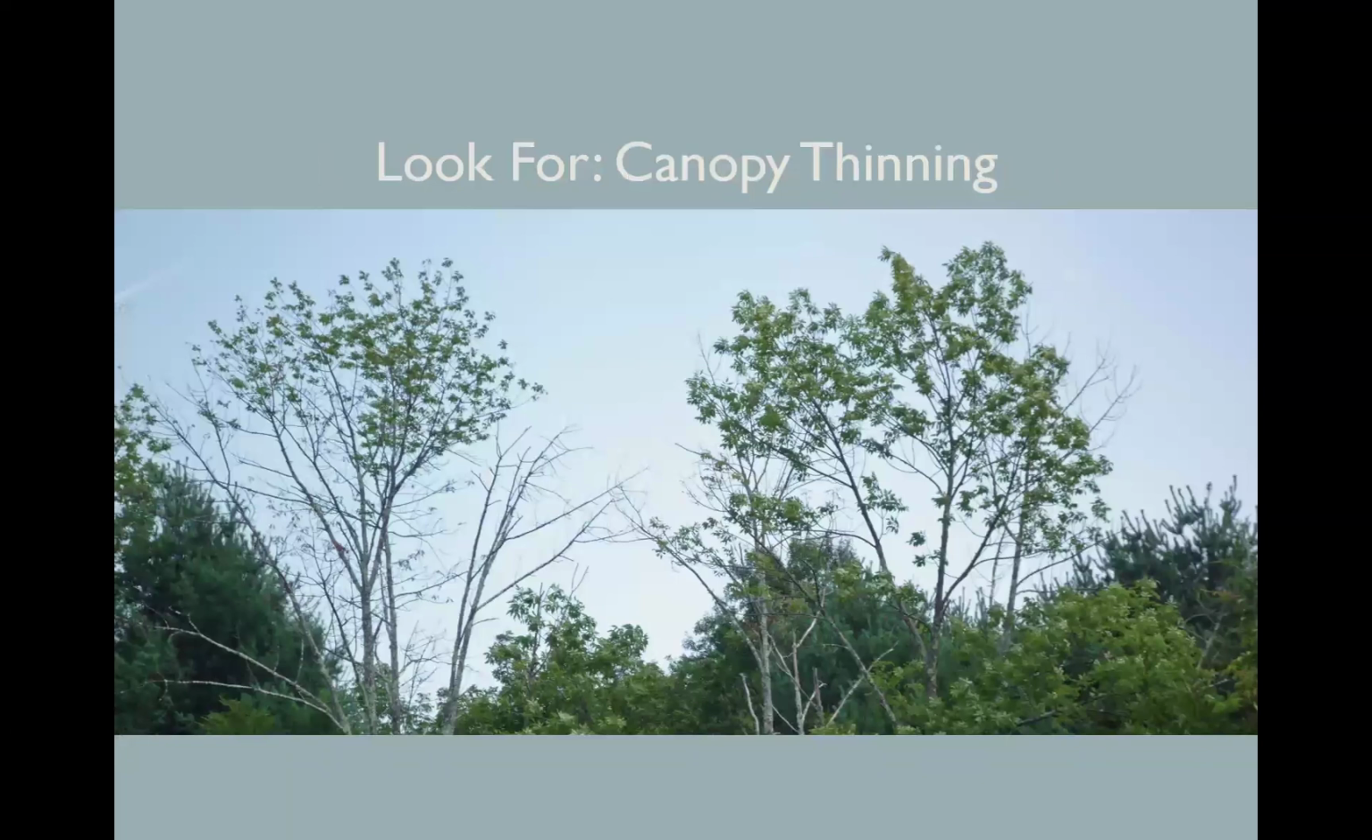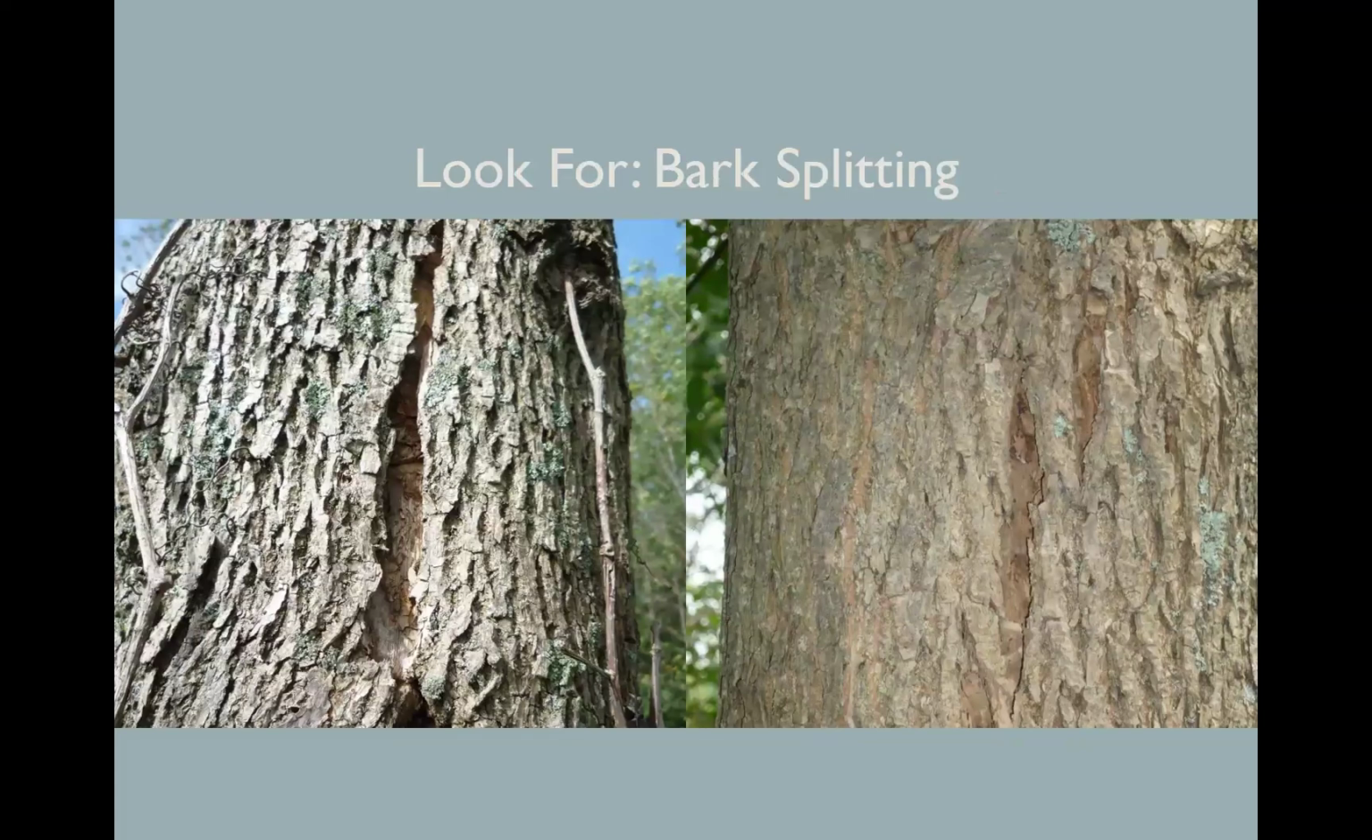You're also going to be able to see some canopy thinning, but I have also noticed that woodpecker flecking comes first, and then once the tree is more infested, that's when you really start to notice the canopy thinning. The bark might split when those larvae are really building in numbers underneath the bark and disrupting that water and nutrient flow.